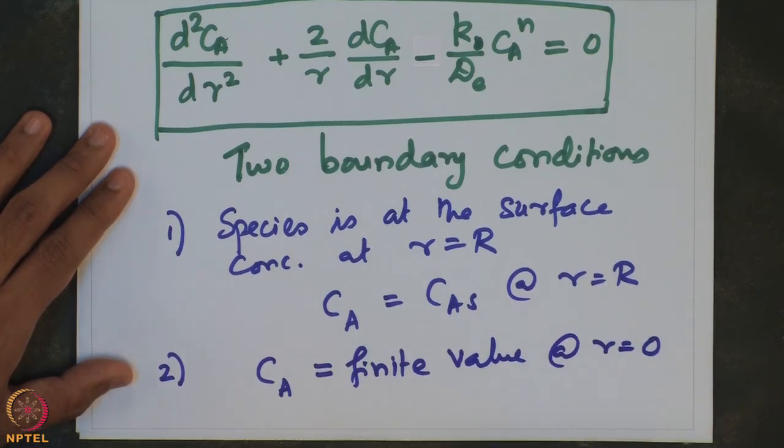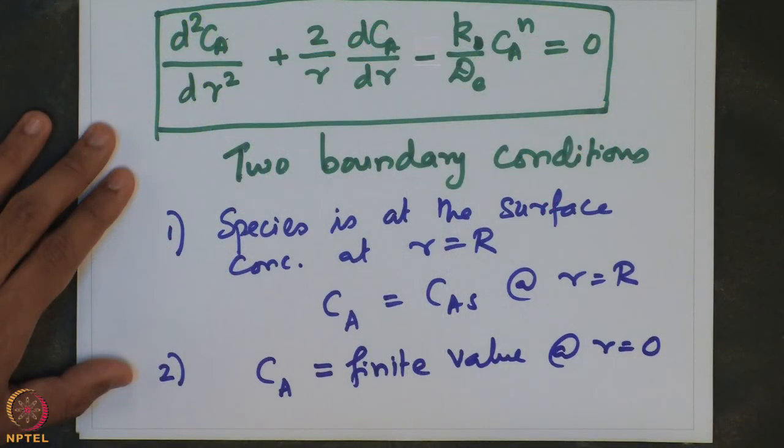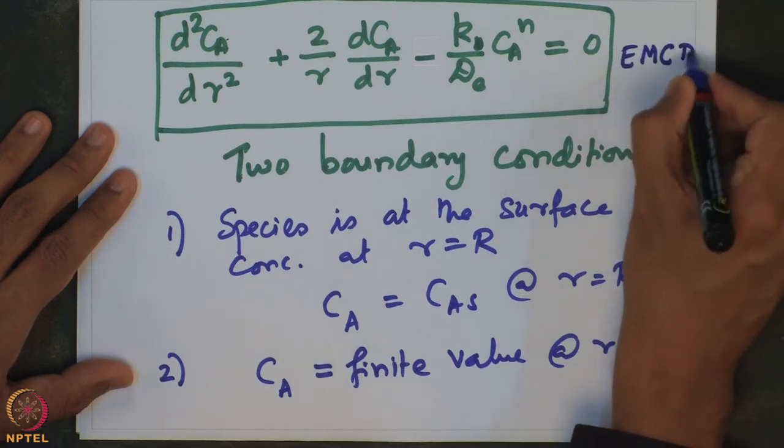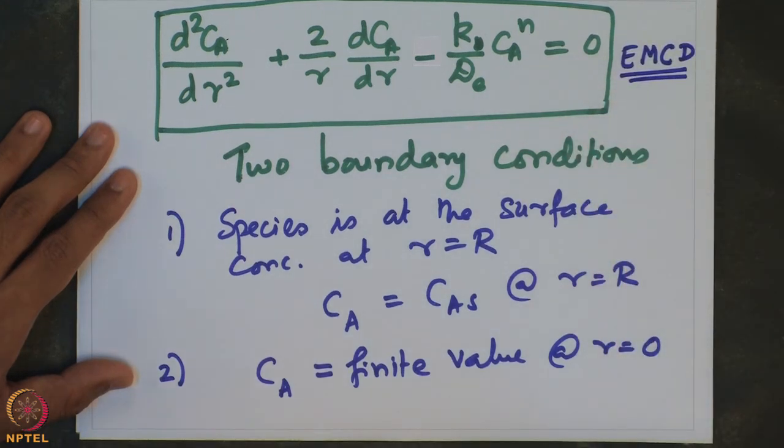In fact, when we derived this expression, when we assumed that the flux is equal to minus dE into dCa by dr, we have inherently assumed equimolar counter diffusion, where if 1 mole of species A diffuses in to form products, then 1 mole of species B diffuses back into the bulk, thereby maintaining the total concentration. So, while deriving this, we have assumed what is called the equimolar counter diffusion process, and we assume that the total concentration is maintained constant.